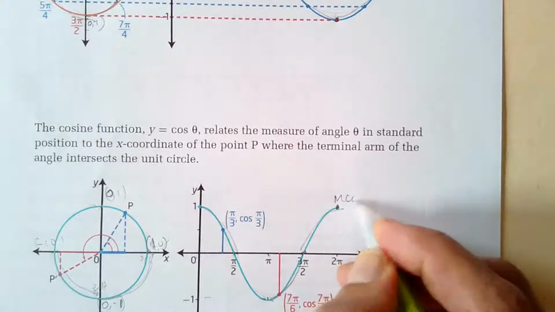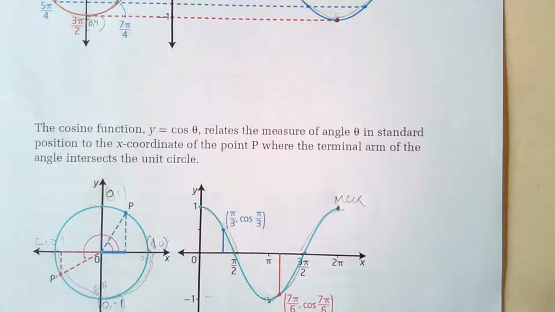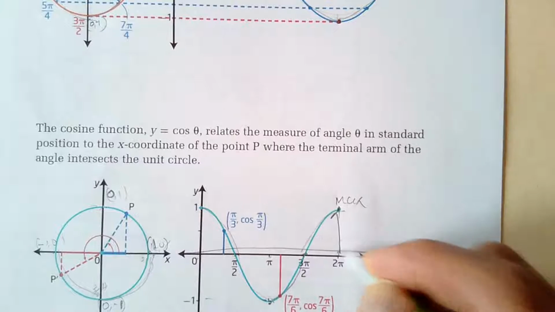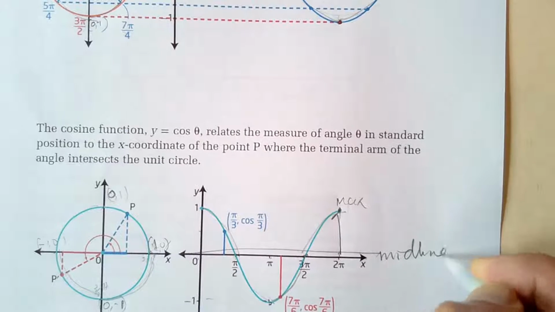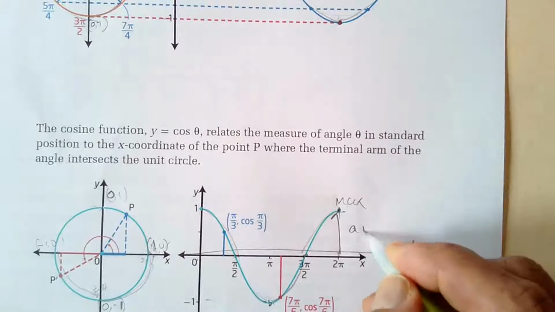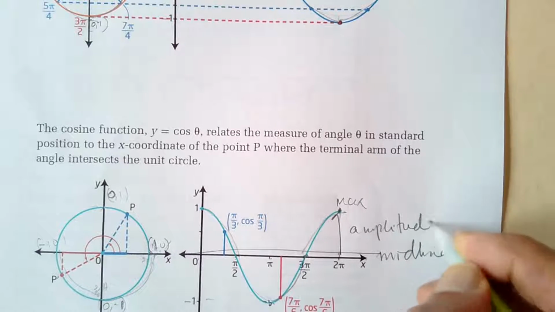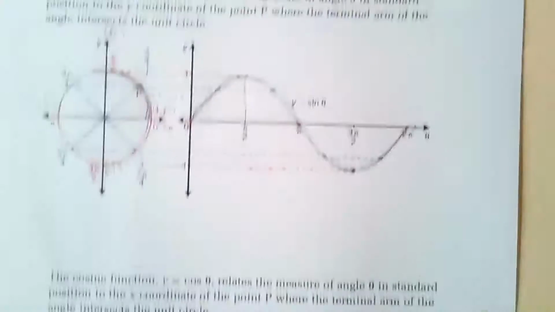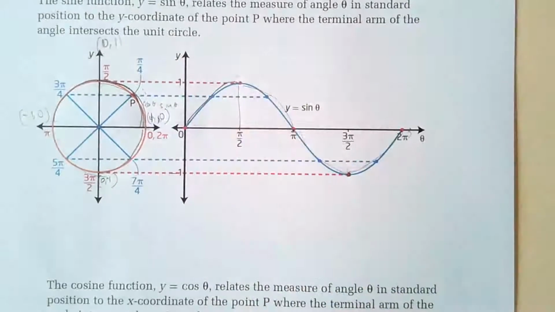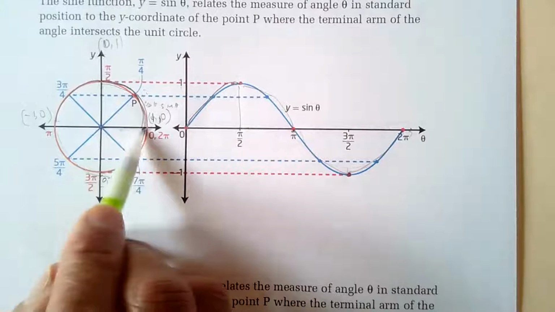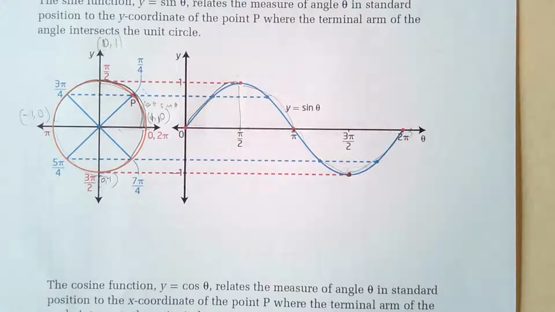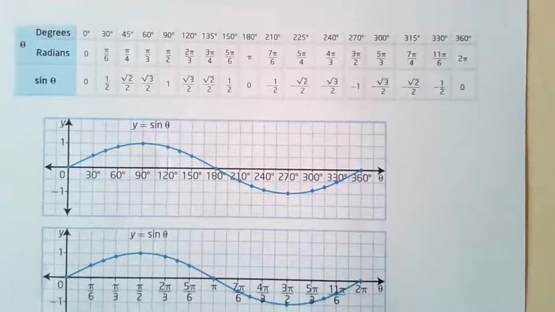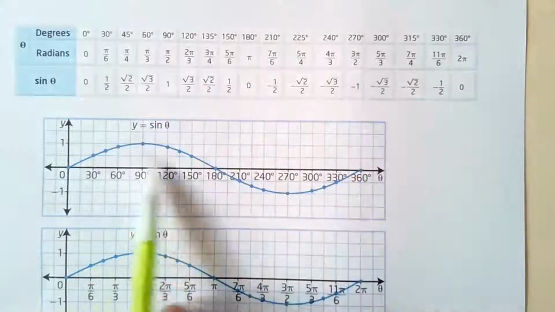So this is your maximum value. This is your minimum value. The midline is in between. The amplitude now is from your midline to your maximum value. This is my amplitude here, which is your standard graph. Here your amplitude is 1. Essentially, the radius of the circle is your amplitude. And by transferring all of the values in the circle, we end up with a sine.